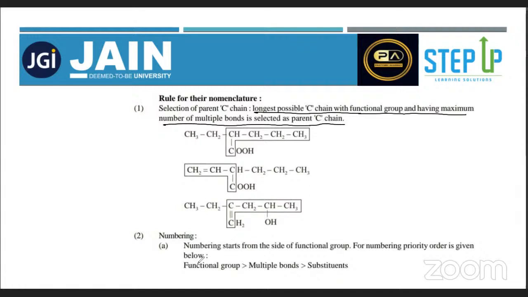Numbering is what we'll do next. The first priority for the numbering will be the functional group. Then it will come to multiple bonds. Then it will come to substituents.